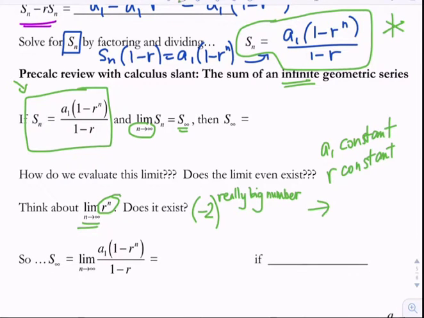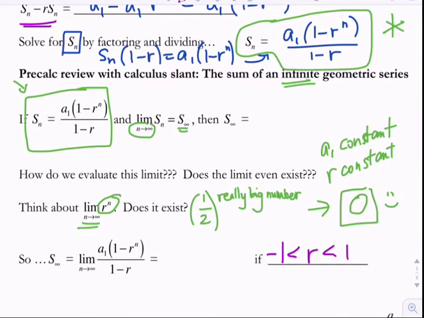Okay? But there is one situation where it does exist, which is if this is a fraction, something like 1/2. Because if you take 1/2 to a really big number, that's 1/2 times 1/2 times 1/2 times 1/2 times 1/2. That doesn't get bigger. It gets smaller. It gets closer to 0. And in fact, this is always going to happen when your r is a fraction. More specifically, if r is a number between 1 and -1, then the limit as n approaches infinity of r to the n is going to equal 0.